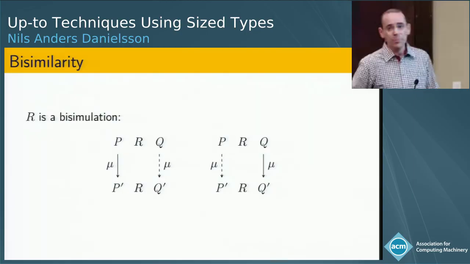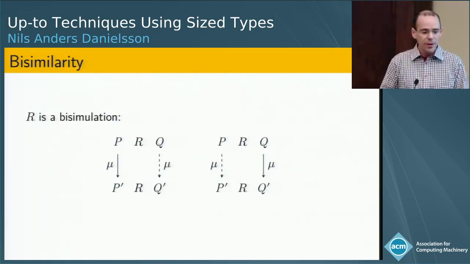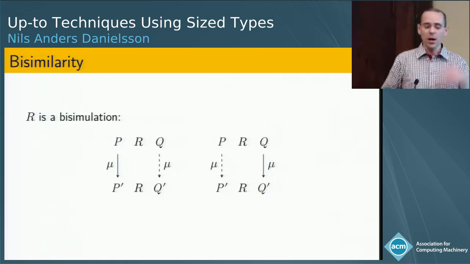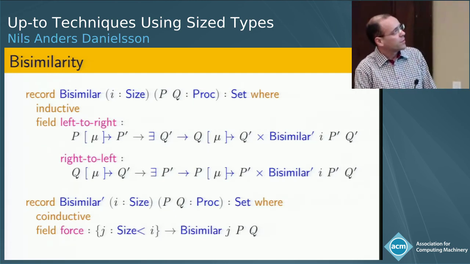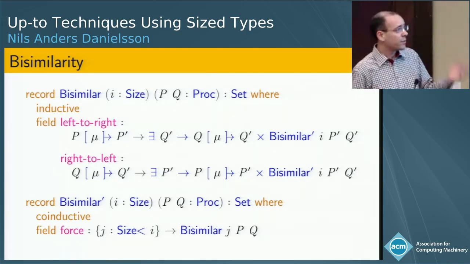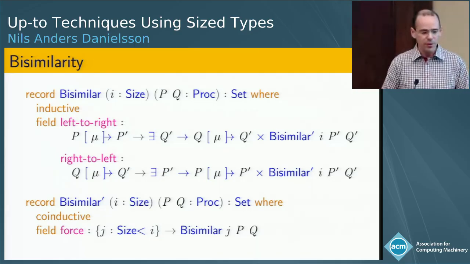So recall this definition of what it means to be a bisimulation. Bisimilarity is often defined as the largest bisimulation. We can turn this directly into a co-inductive definition in this way. So here I'm defining bisimilarity between P and Q of size I. And we have two fields here. This one says that if P can make a mu transition to P prime, then there is some Q prime such that Q can make a mu transition to Q prime. And P prime and Q prime are bisimilar using this suspended variant of bisimilarity of size I. And this is defined in the same way as before with the smaller size and so on. And the right to left part is just the right to left part.